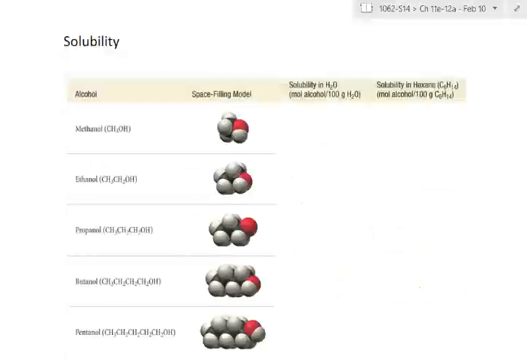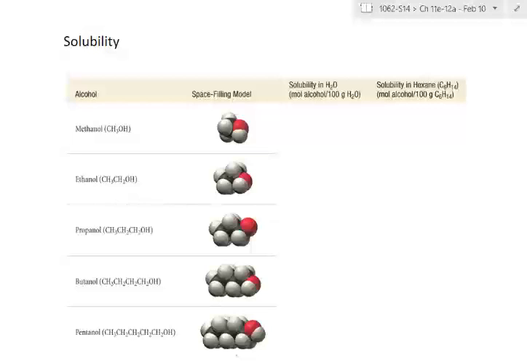So let me give you just this little table here. I've got a series of alcohols with increasing numbers of carbons to them, okay? Progressively longer carbon chains. And we're going to sort of predict solubility in water and solubility in hexane. Now, methanol, it's a small molecule. It has hydrogen bonding. Do you think it's going to be pretty soluble in water or not so soluble?